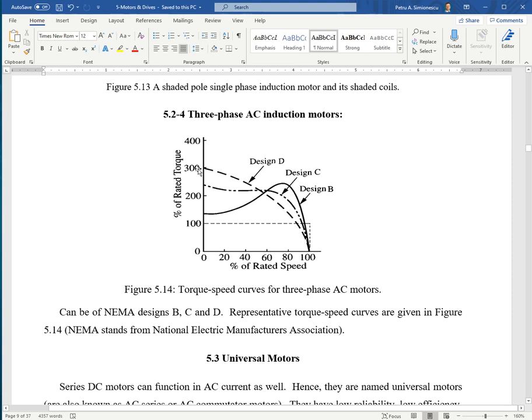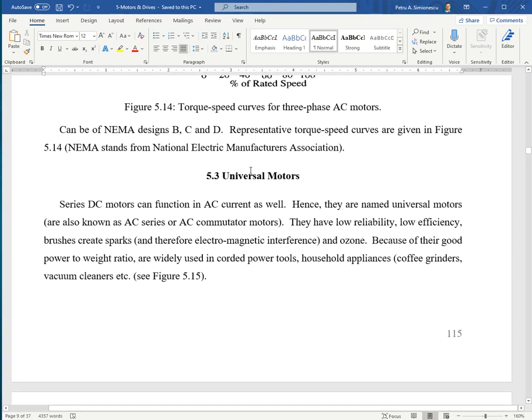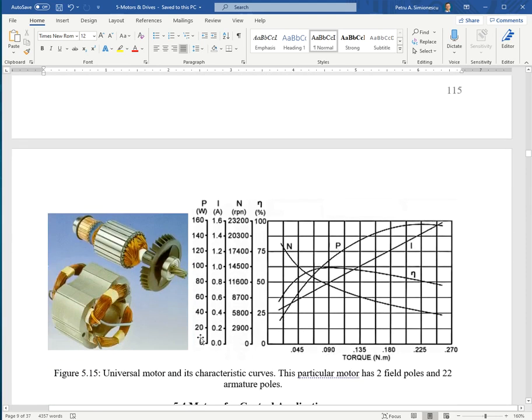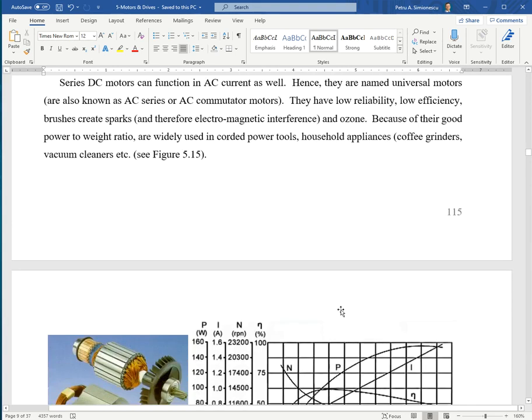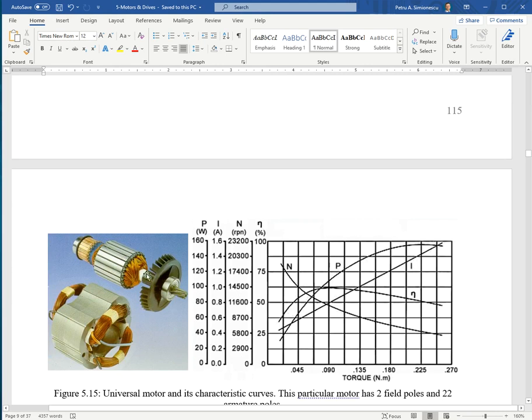You'll see problems from me where the type of design is design D, because the curve can be easily approximated with a parabola. And then we have the universal motors. I mentioned they can run on both AC and DC, and you see them in applications like vacuum cleaners or corded drills. They produce relatively large torques for their size, but they are noisy.